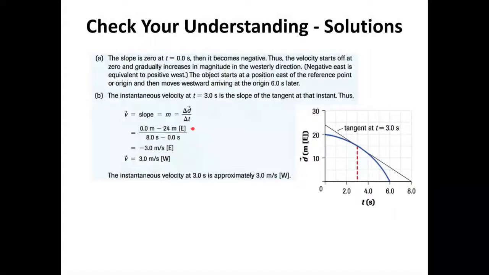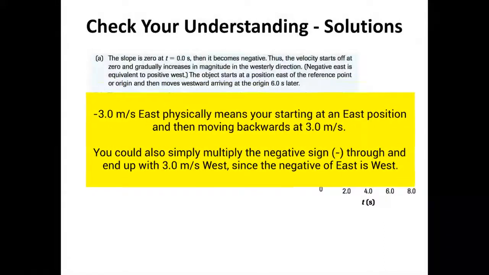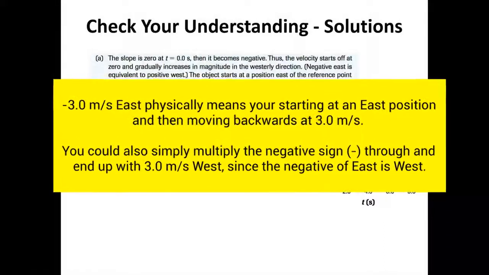So when we do this out, it will come out as negative, which is what we want, a negative slope. It comes out to negative 3 meters per second going east. Now, negative 3 east is really saying 3 west. It's a little confusing. Probably just easier to say 3 meters per second west, or negative 3 meters per second.